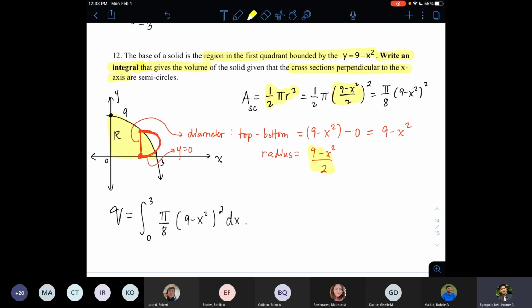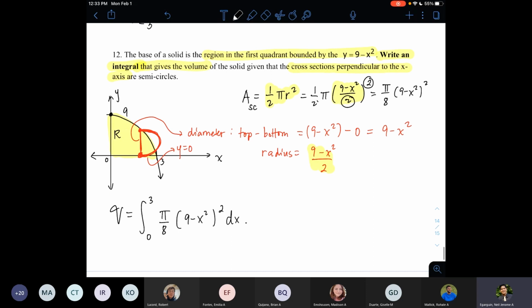Okay. And then I got the pi over 8 by doing algebraic manipulation because here I have 2 in the denominator, but that should be squared. So I'll have eventually a 4 in the denominator. And then there's a 2 outside. That's why I got the 8 over there. Pi is copied over. And then 9 minus x squared quantity squared is just the numerator over there.